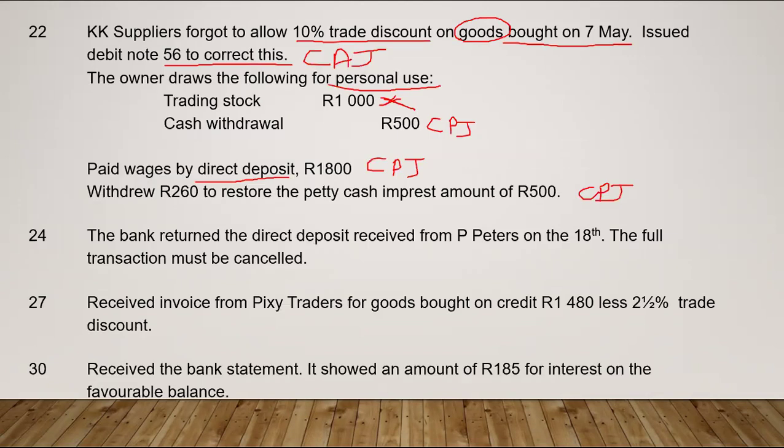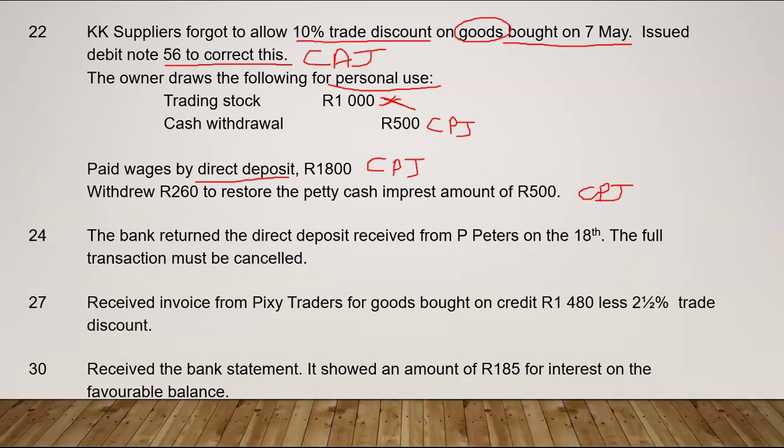Then it says on the 24th. Oh, this one was very, very nice actually. It says the bank returned the direct deposit received from P. Peters on the 18th. The full transaction must be cancelled.